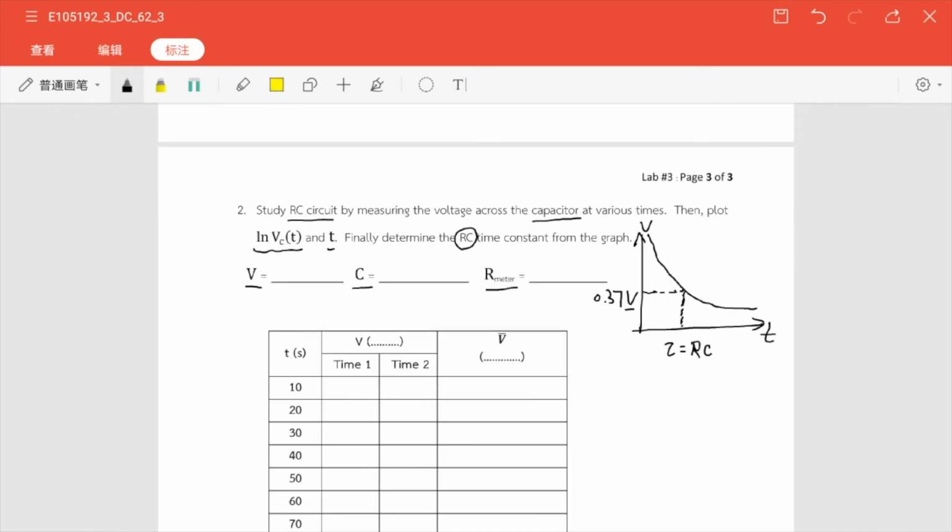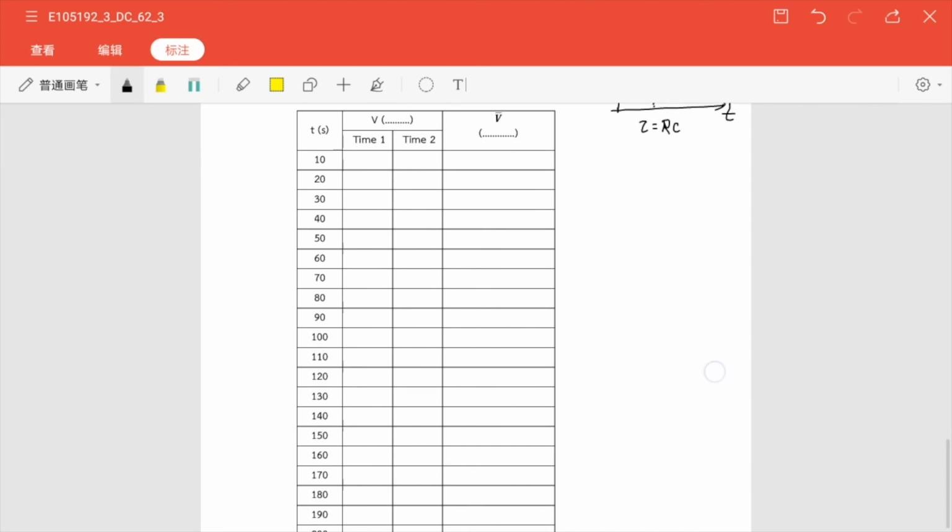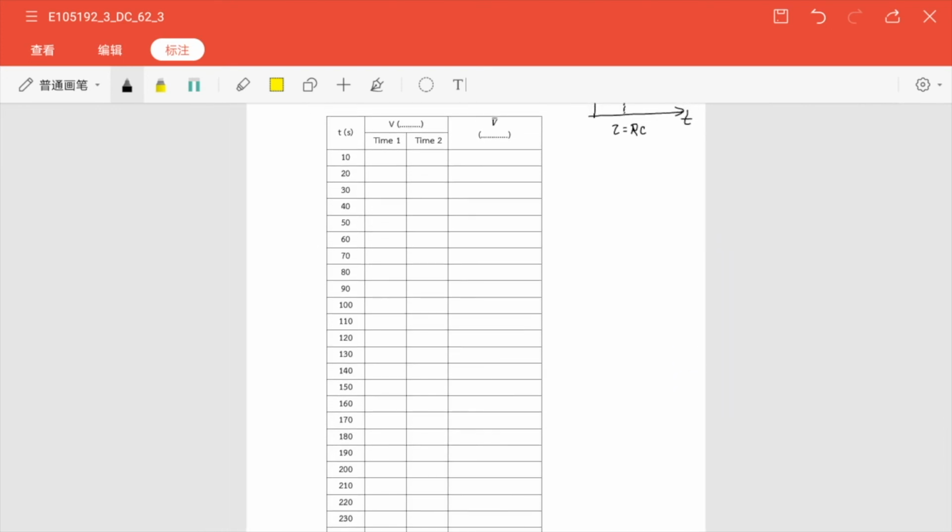Then we come to a very big table. When you watch the video, you will know what this table is used for. There's a voltage meter, and we have a stopwatch. You read the multimeter every 10 seconds. You read at 10 seconds, 20 seconds, 30 seconds, and you get the first set of data you collect, and keep going on. After that, you get the second set, and do it again.